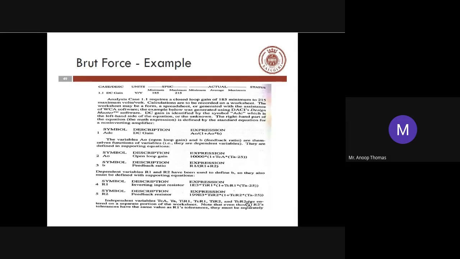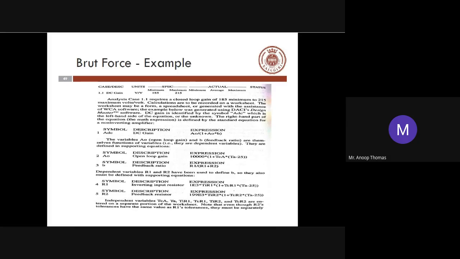Now move on to A0. A0 is open loop gain, B is the feedback ratio. Moving to A0, the expression is 1000 into 1 plus TCA into TU. TCA is your ambient temperature, and the other two temperatures are associated with your particular system. Then B is a feedback ratio given by R1 by R1 plus R2. Now you need to know TCA, TA, R1, R2.